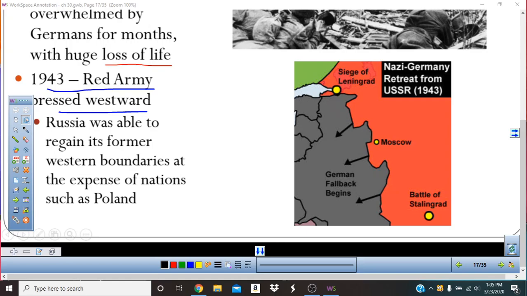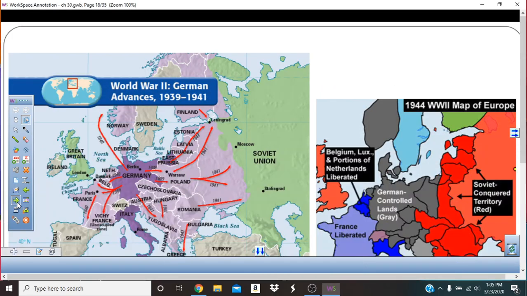But long story short, eventually the Red Army will be able to push the Germans back into their land. And of course, D-Day in 1944, the United States and Britain and French troops were able to push the Germans back the other direction, and eventually Germans will be defeated.